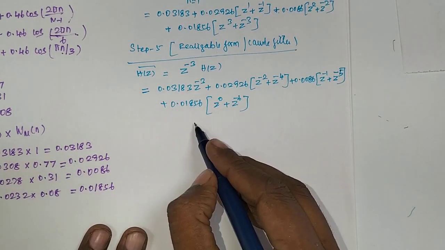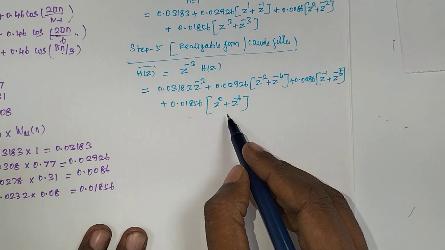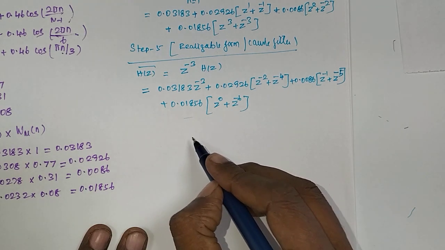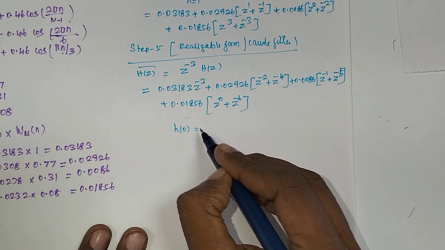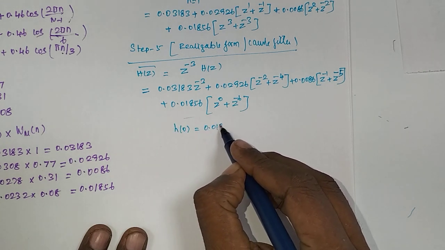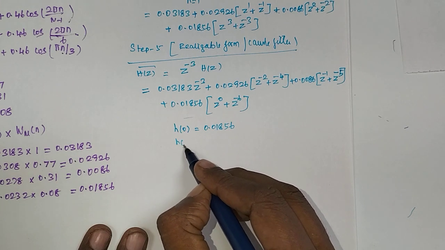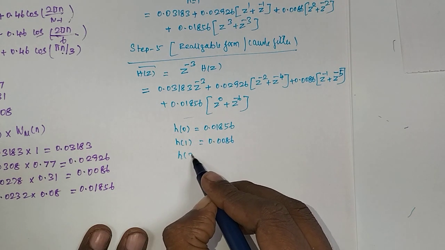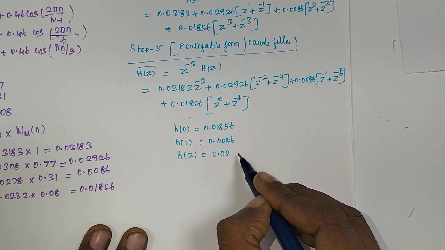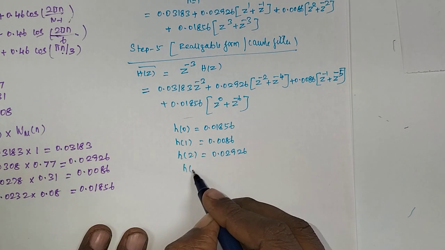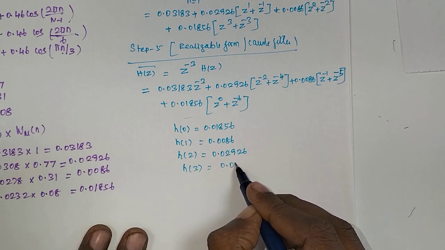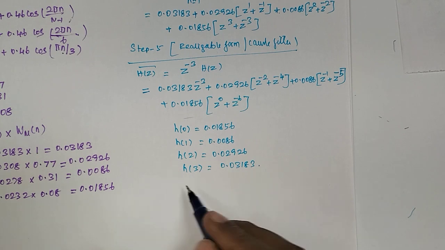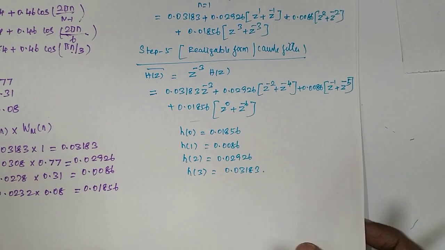And the filter coefficients, here it is an ideal filter, so my new filter coefficients for finding the frequency response are h of 0 is equal to 0.01856, h of 1 is equal to 0.0086, h of 2 is equal to 0.02926, and h of 3 is equal to 0.03183.